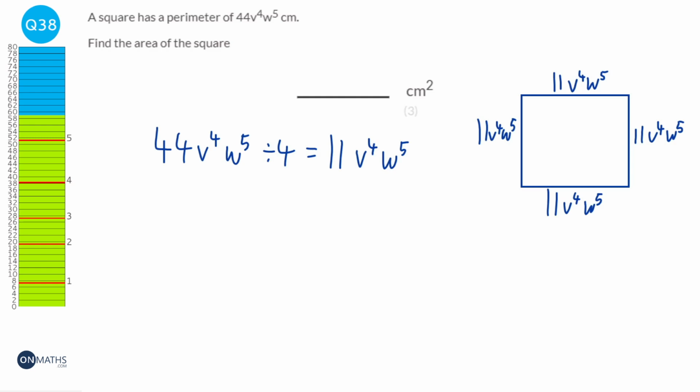And to work out what the area is, we obviously are going to square that. So we're going to do 11 v to the power 4 w to the power 5 and we're going to just times it by itself, which is what squaring means.